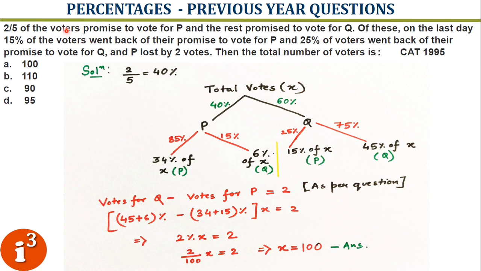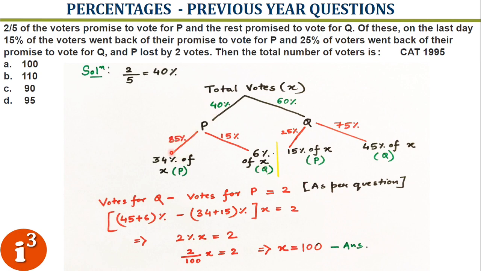Out of this total number of votes, 2 by 5, that is 40%, promised to vote for P, and 60% promised to vote for Q. Now, out of this 40% that were promised to P, on the last day 15% went back on their promise, means 15% betrayed P. 15% of this 40%: 15% of 40% is 0.15 into 4, which is 6%. So 6% of the total number of people betrayed P and went to vote for Q.